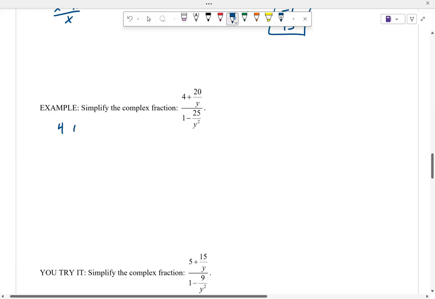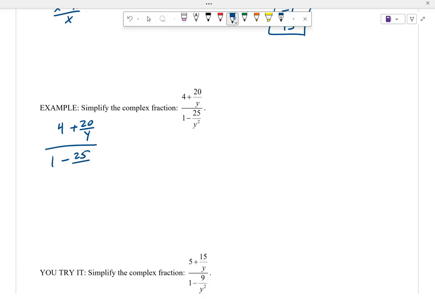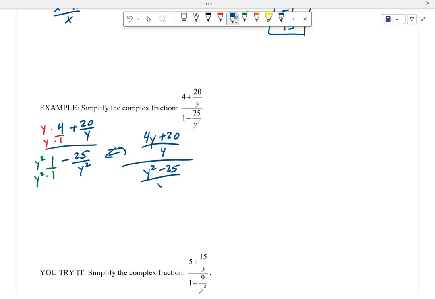We got 4 plus 20 over y. Got to get a common denominator there. We're going to have to get these together as well. So this is over 1, so let's give it a y. This one's over 1, let's give it a y squared. And so it looks like this is 4y plus 20 all over that y. In the denominator, I got y squared minus 25 all over y squared. So we got 4y plus 20 all over y times y squared over y squared minus 25.